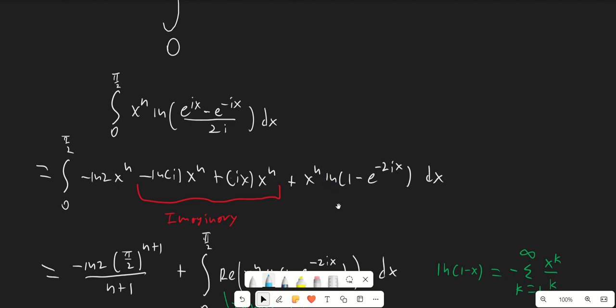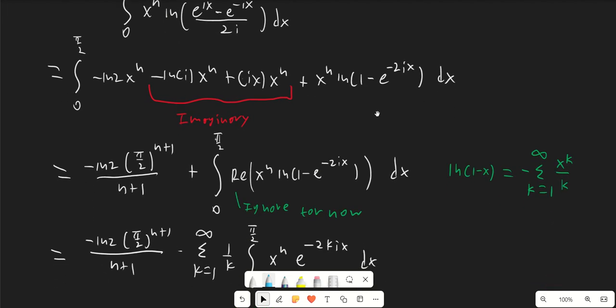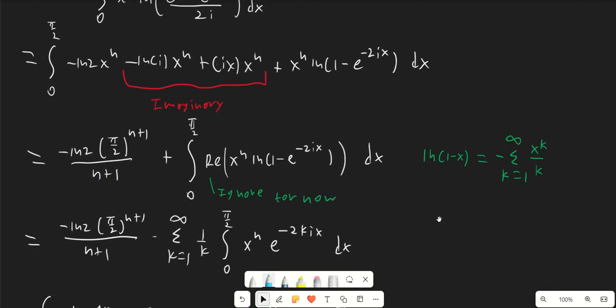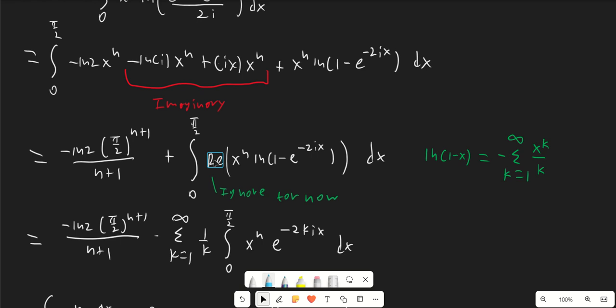So we're left with this negative ln 2 times x to the n term, which is easily integrated, and this x to the n times natural log of 1 minus e to the negative 2ix dx. Just so you know how I got this term, basically what I did was I had e to the ix minus e to the negative ix, and then I separated this into e to the ix times 1 minus e to the negative 2ix, and I separated the natural logarithms. So this first term is easily evaluated, and of course we need the real part as well, but I'm just going to ignore this and then get rid of the imaginary terms at the end.